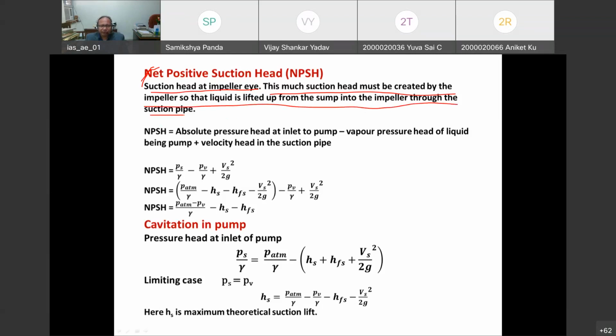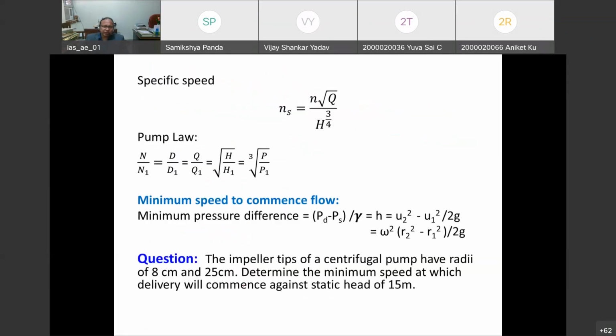So this is the NPSH required, and the value of NPSH is the absolute pressure head at the inlet of the pump minus the vapor pressure head of the liquid being pumped, plus the velocity head in the suction line. That's why the formula is this, and using these formulas we can calculate the NPSH and the cavitation in the pump, with Ps by gamma. This is just the numerical portion; I will not go much into it here.